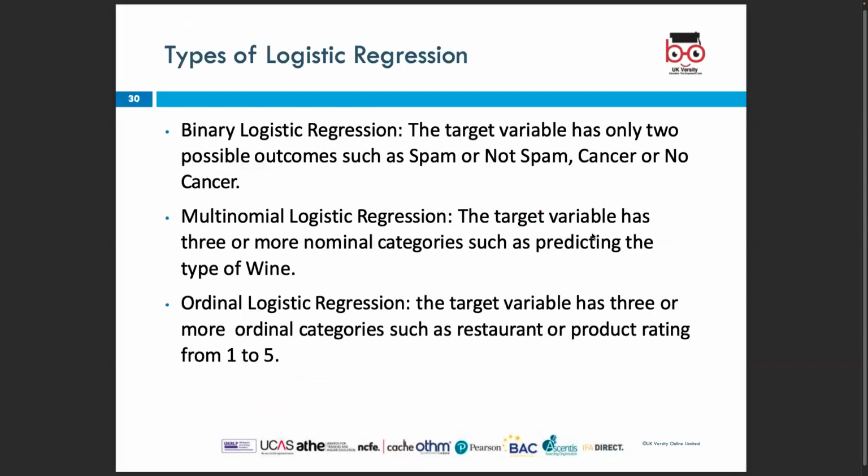So types of logistic regression: we have binary logistic regression, multinomial logistic regression, and ordinal logistic regression. What is binary logistic regression? The target variable has only two possible outcomes, such as spam or no spam, cancer or no cancer, that is yes or no, 0 or 1, true or false. In multinomial logistic regression, the target variable has 3 or more nominal categories. Binary is 0 or 1, and multinomial can have many, 3 or more, such as predicting the type of wine. In ordinal logistic regression, the target variable has 3 or more ordinal categories, such as restaurant or product rating from 1 to 5.